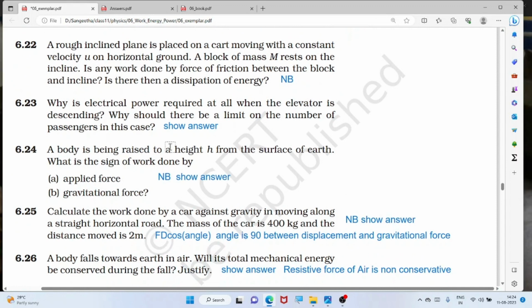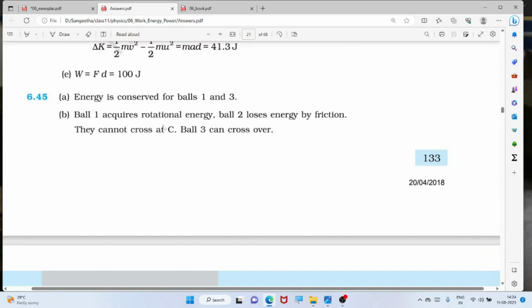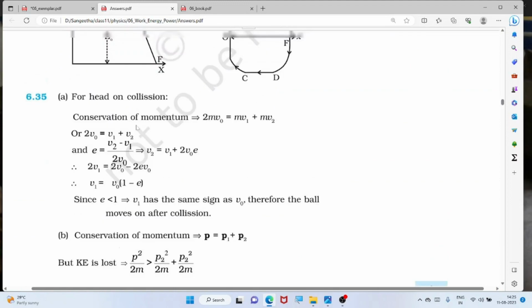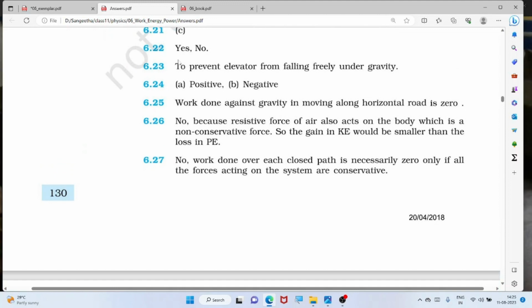Why is electrical power needed at all when the elevator is descending? Why should there be a limit on the number of passengers? It is to avoid a sudden brake, and to prevent the elevator from falling freely under gravity, so we need power for the elevator.